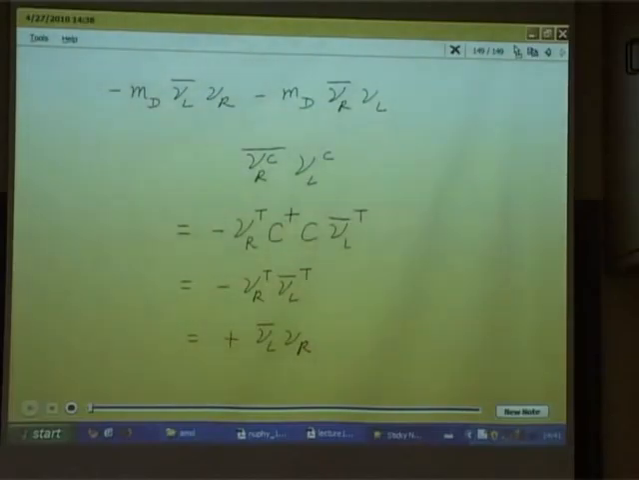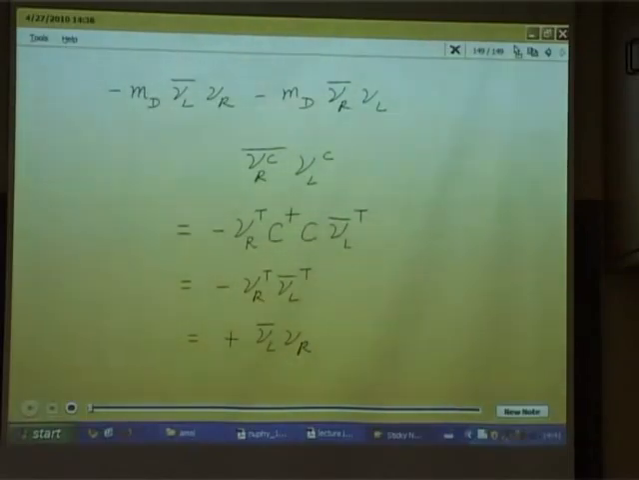This is the only thing that we are not normally used to. Interchanging of fermions should always give you a minus sign, because fermions are anti-commuting. So now what has happened? This means that mu R C bar mu L C is essentially equal to mu L bar mu R. This is half of it.